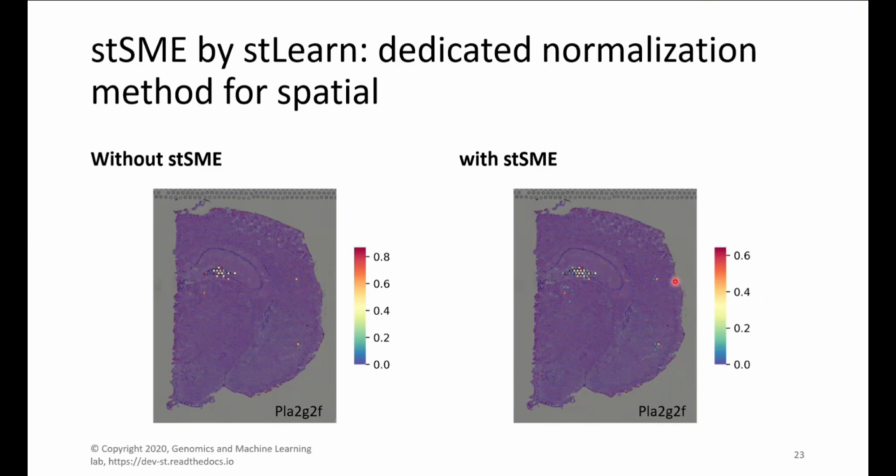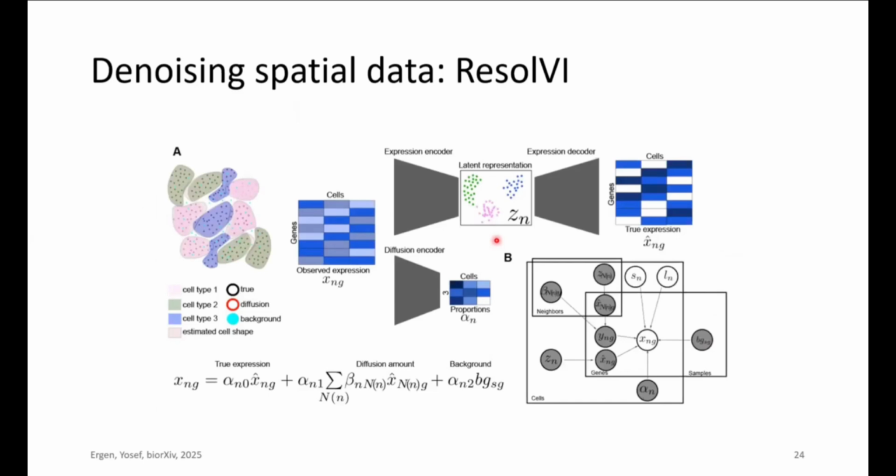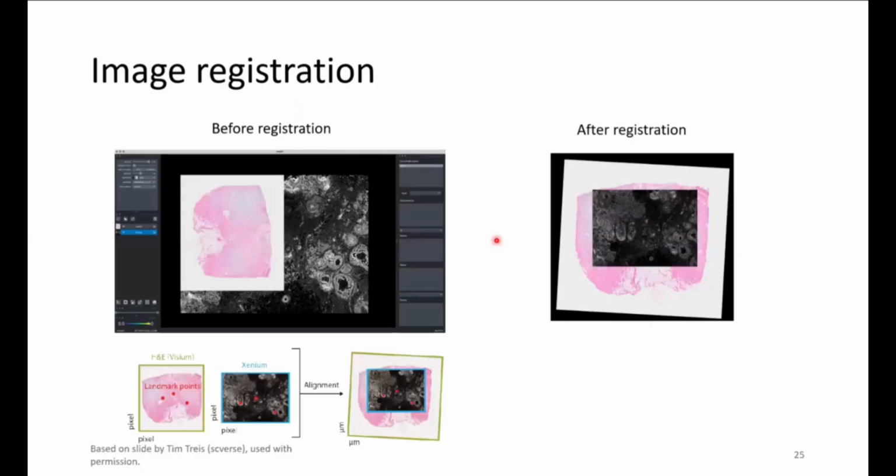How much this matters in practice, I'm not sure. There's no benchmarking out there. So far, what people use a lot is just standard single-cell RNA sequencing methods. You can denoise things. In the interest of time, I'll skip that.